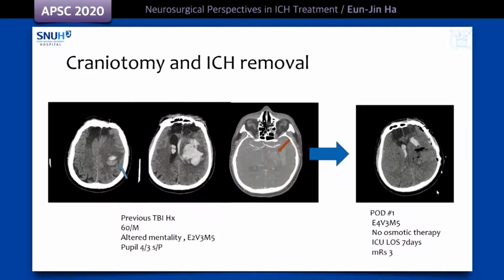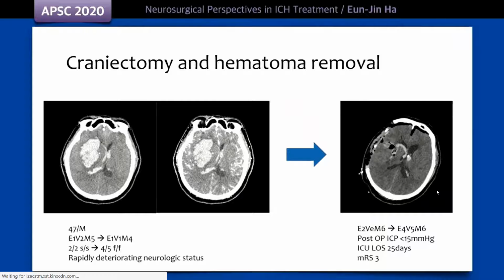Here I present a clinical case. Since in this patient hematoma expansion was predicted radiologically, surgical treatment was considered. A small perforator showing active bleeding was found and coagulated during surgery. The patient fully recovered after surgery, and during the short stay in the ICU, osmotic therapy was not required at all, and no tracheostomy was performed. Sometimes neurosurgeons do craniectomy rather than craniotomy.